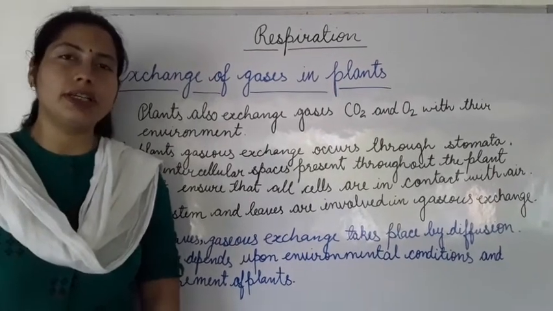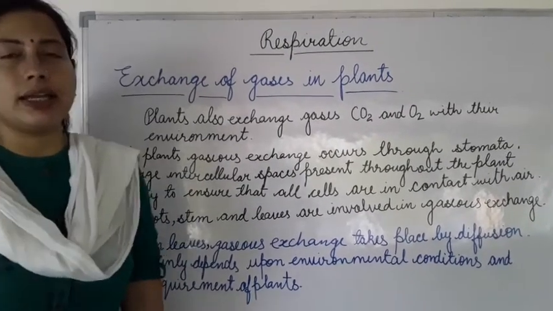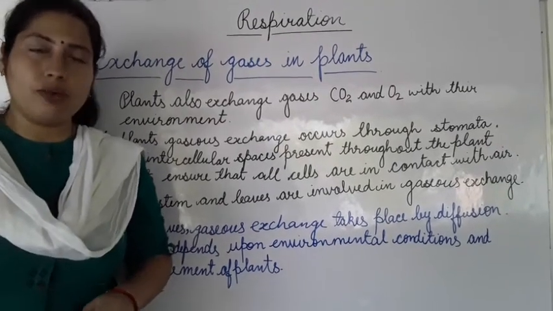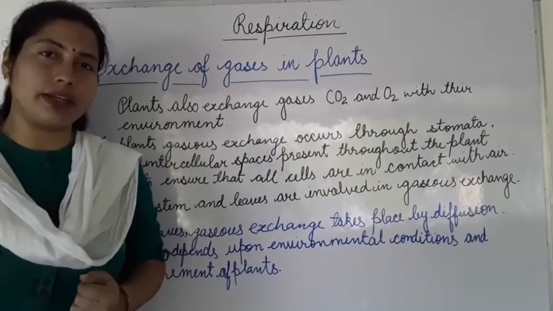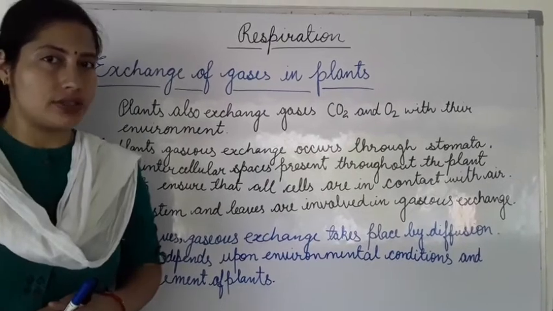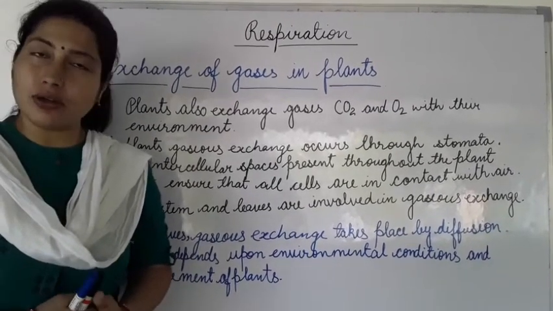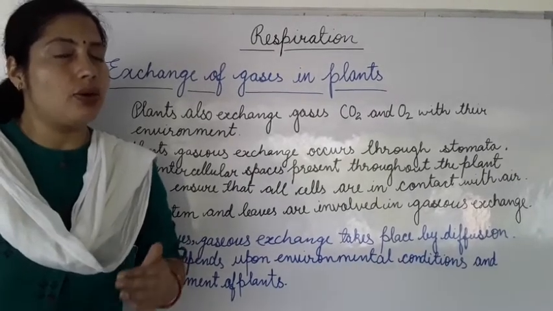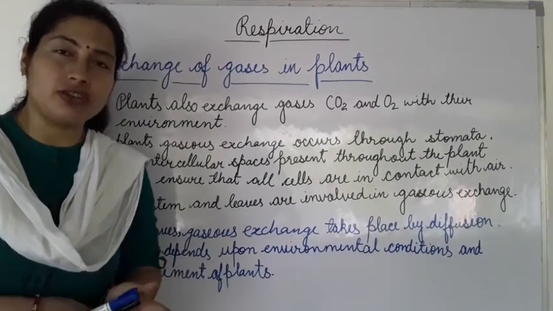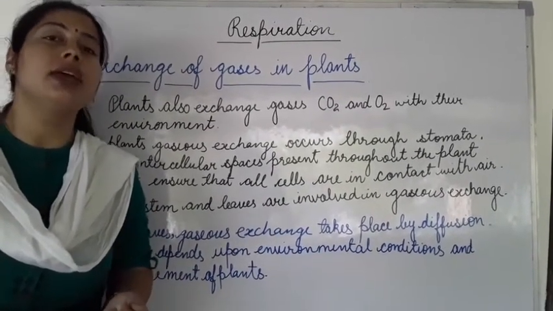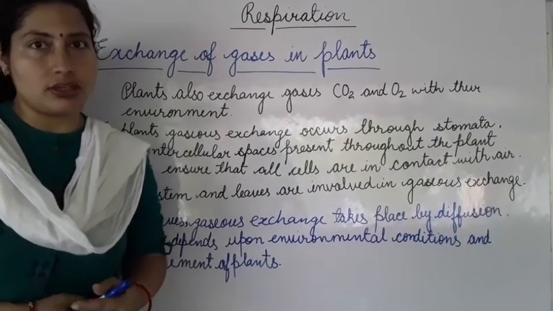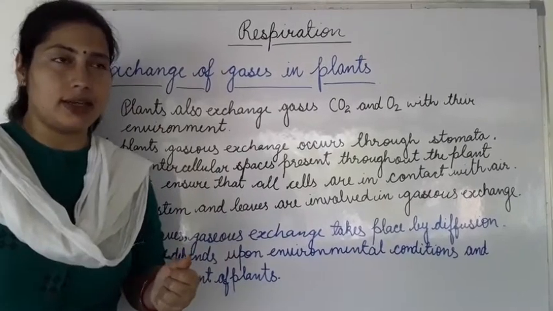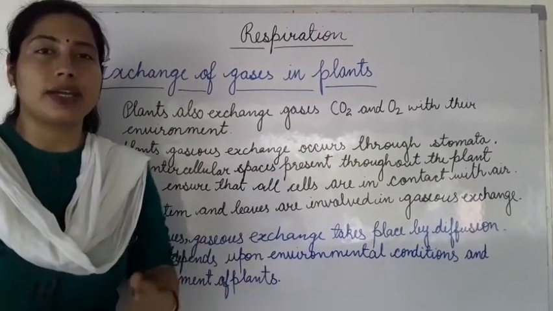So now we will learn about respiration and aerobic respiration in plants. In aerobic respiration, oxygen is required, and plants also need oxygen. Yes, oxygen is the byproduct of photosynthesis, but still oxygen is a must, because aerobic respiration occurs in the presence of oxygen. So for this, how do plants exchange gases like oxygen and carbon dioxide?